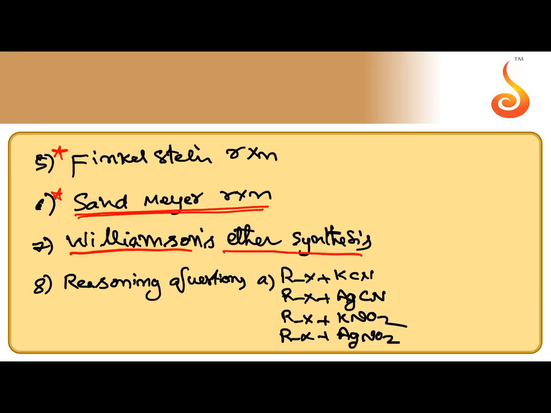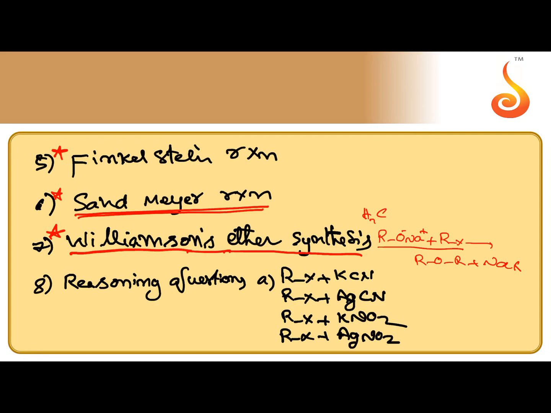Next one, Williamson's ether synthesis. This is also important. When alkyl halide is reacted with sodium alkoxide, ether is obtained. This is an SN2 reaction. So ROR' plus NaX. A particular example you have to write.